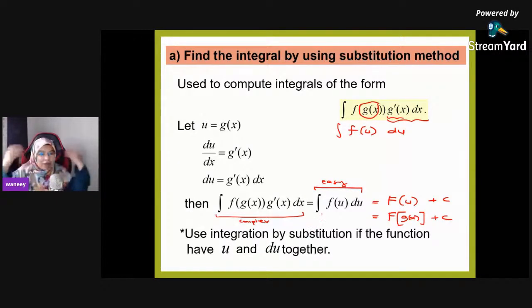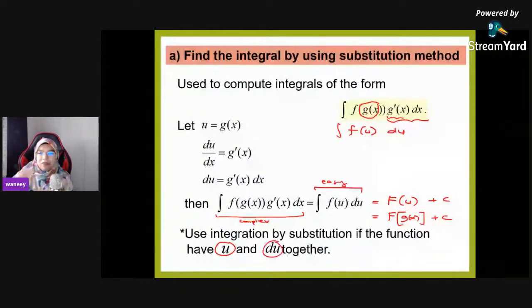So make sure what your aim is in order to do substitution. We want to find a function such that when we differentiate that function, we can get its derivative inside. And then we can easily modify it into something that can be easily integrated. Once you integrate everything, you substitute back what is x. Okay, so use integration by substitution. This is the tip over here: use integration by substitution if the function has your u and your du together, so you can easily find its derivative inside this function. So in the function, there is the derivative together inside.